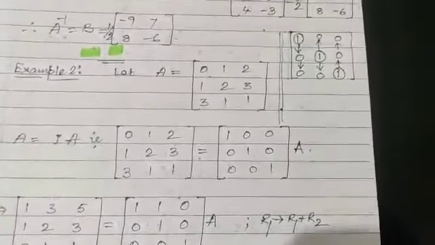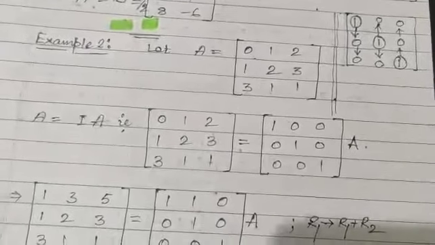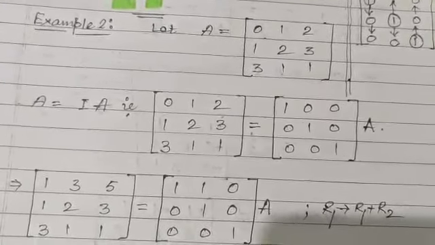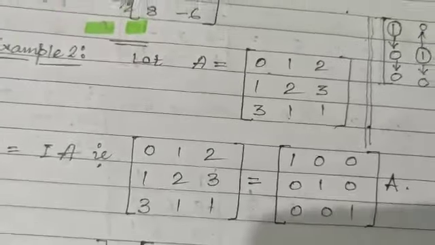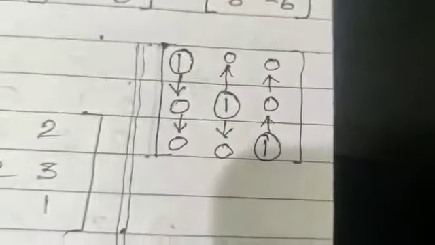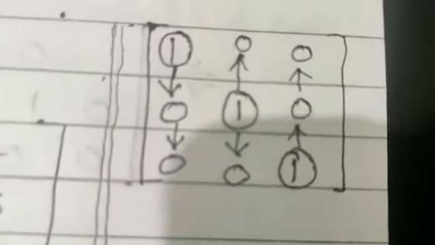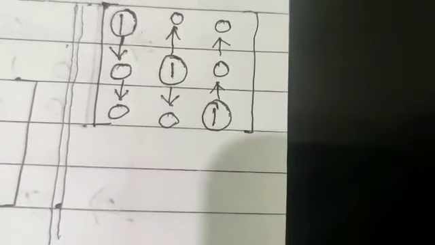Now let us find the inverse of a matrix which is of order 3 by 3. Suppose A is equal to the matrix with first row 0, 1, 2, second row 1, 2, 3 and third row 3, 1, 1. The technique we will follow is, first, on the first column we will make the diagonal element 1, and using that first row we will make the elements A21 and A31 0, 0.